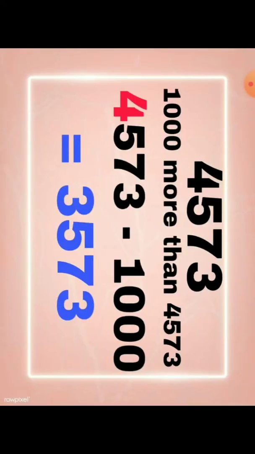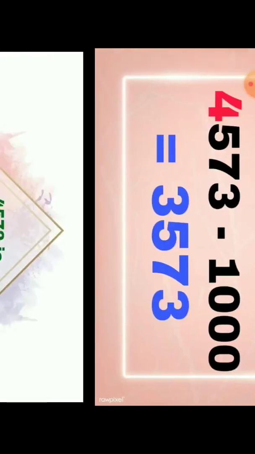Now next, 4573 minus 1000. When we do 4573 minus 1000, we get 1000 less than 4573. So in 1000, 1 is on the thousands place, and in 4573, 4 is on the thousands place. So 1 is subtracted from 4. We get 3573.